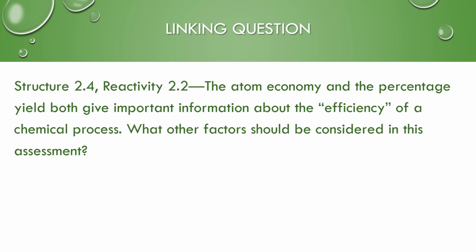So both of those things, atom economy and percentage yield, both give important information about the efficiency of a chemical process. What other factors should be considered? So you can always consider things like safety, how safe it is to use particular reactants or products or processes. Some reactions have very involved mechanisms. Another thing that you can consider is the price, like how much it costs to use particular reactants versus other reactants.